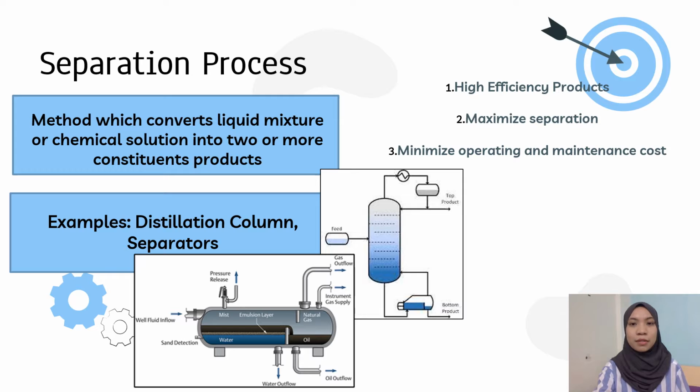In distillation column, feed enters as liquid or mixture which contains wide range of hydrocarbons. Distillation column is placed to separate all mixture into light gases, naphtha, kerosene, diesel, and also base oil. On the other hand, separators are placed in the system to separate three different phases, which are oil, water, and also gas. These three way separators are very famous type of separator in the petroleum refinery. The purpose of the separation are to produce high efficiency product, to maximize separation, and also to minimize operating and maintenance costs.